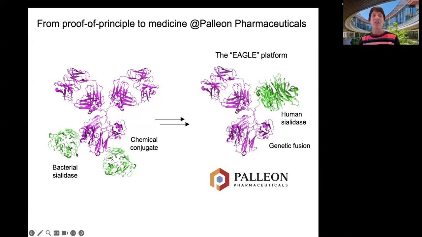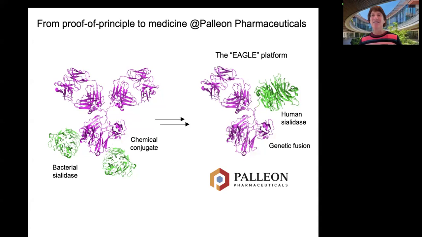They also swapped out the bacterial sialidase that we had been using simply for pragmatic reasons with a sialidase that actually comes from humans. And it's always better if you're going to make a drug and put it into humans, if the parts are more human-like, because the body tends to accept the drug a little better. So this molecule that the Paleon team calls the eagle molecule, because the shape looks a little bit like an eagle if you squint and look at it, is actually going to be tested in humans starting in the second half of this year, 2025.